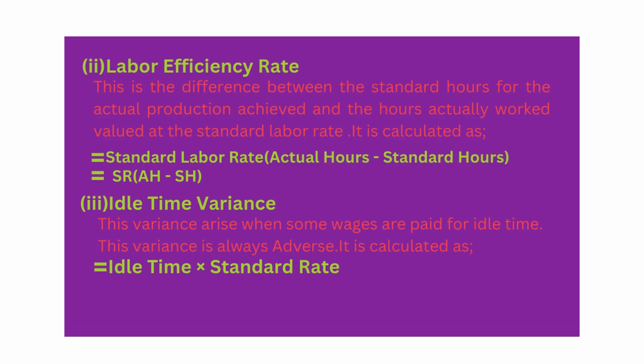The third one under the labor cost variance is the idle time variance. This may arise when some wages are paid for idle time.